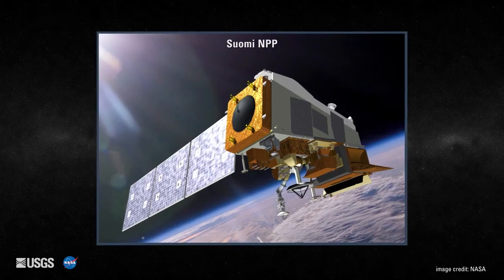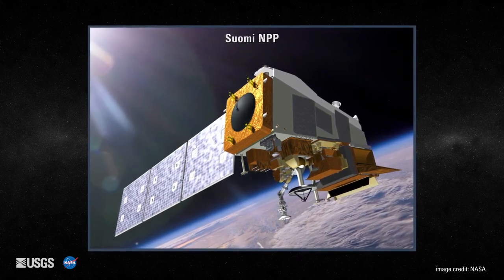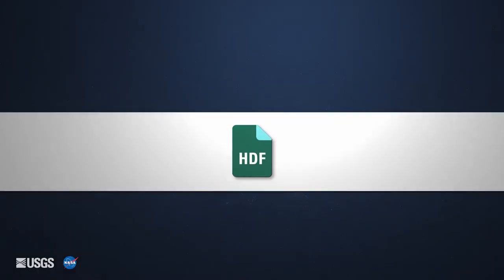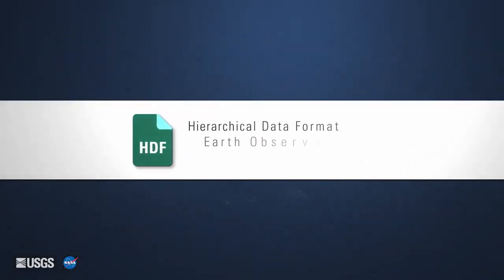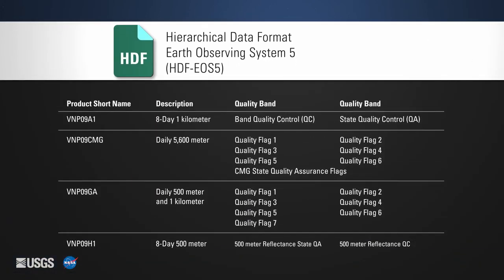NASA VIIRS data products are derived from data collected by the VIIRS sensor on board the joint NOAA-NASA Suomi National Polar Orbiting Partnership (SNPP). Each VIIRS surface reflectance product is archived and distributed in HDF-EOS5 files. Within each file are state quality assurance or state QA, quality control or QC layers, and quality flag layers that provide users with information regarding the usability and usefulness of the data products. The quality information, such as cloud state and aerosol quantity, is provided for individual pixels within the data. The quality information can also be used to filter out lower quality data.